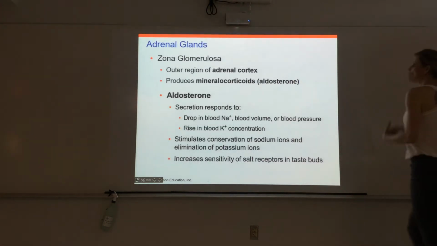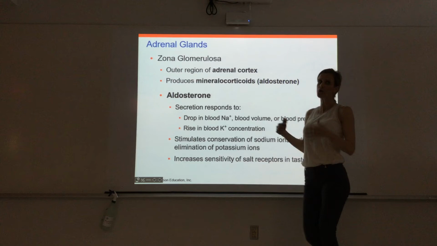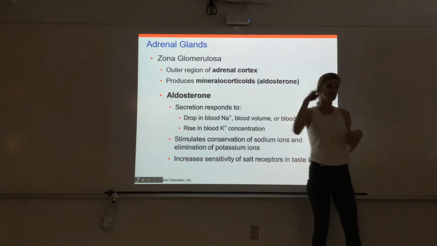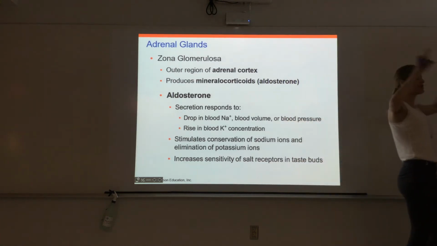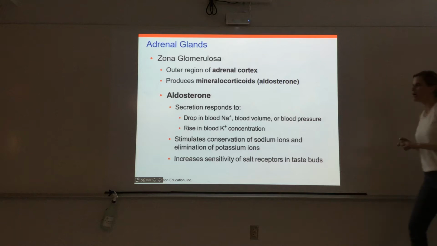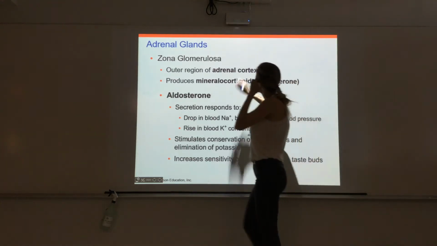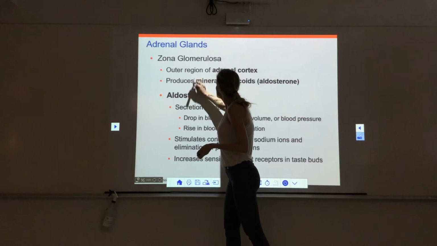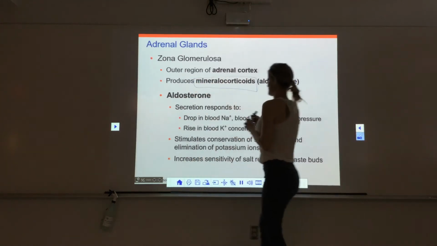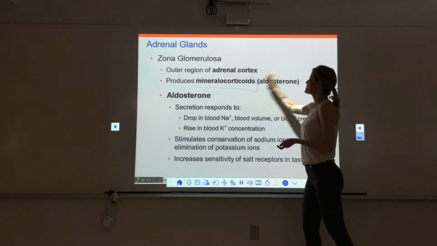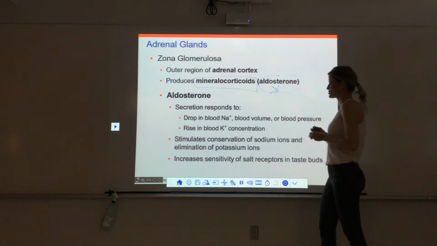Okay, so the zona glomerulosa. Again, that's the outer region of the adrenal cortex, right? So the outer one we get to is the glomerulosa. The zona glomerulosa produces mineralocorticoids. Okay, the most important of these that I want you guys to memorize is aldosterone.